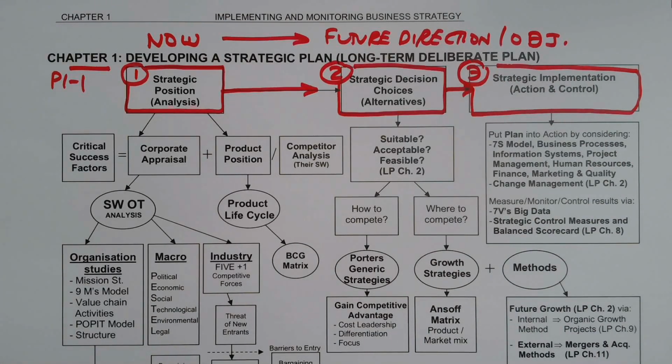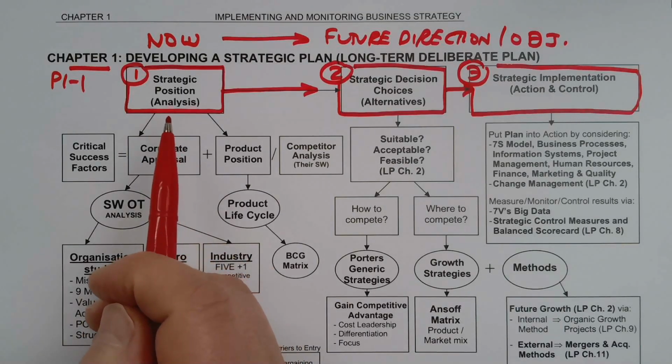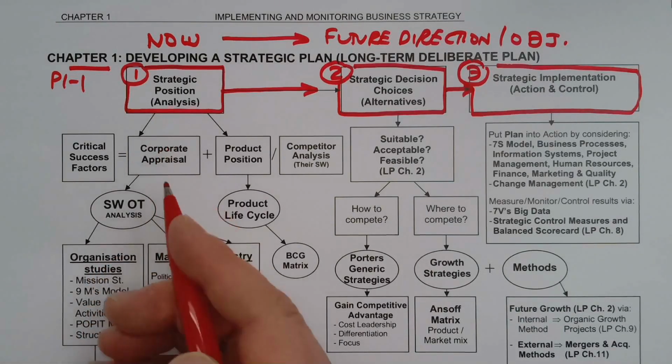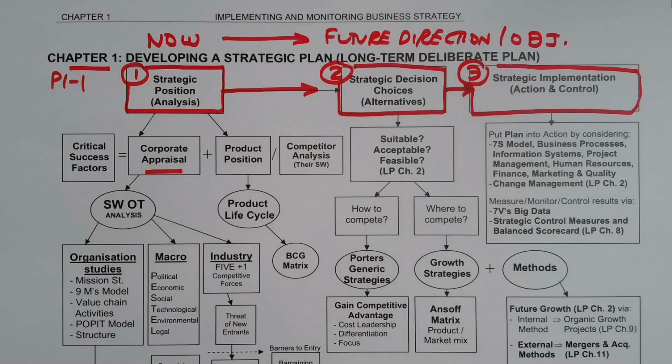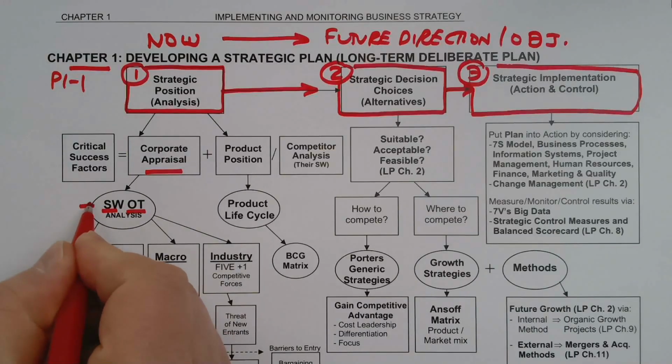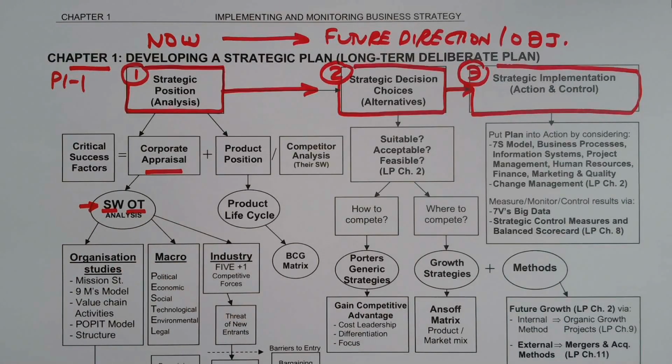Well, first we'll go back here to this first stage. This is our position analysis. And one of the most popular ways of analysing the position is through what's known as a corporate appraisal. What's that? You've come across it before, a SWOT analysis. But what students sometimes don't understand is this. There is a difference between strengths and opportunities and weaknesses and threats. And often when they examine SWOT, students get this wrong.